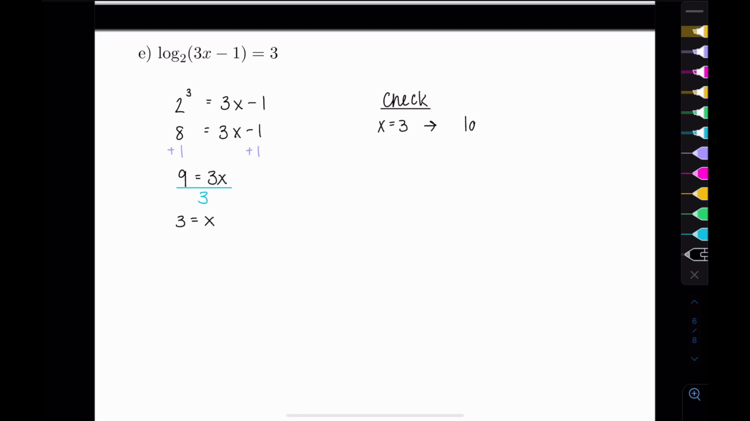So if we plug this in, that gives us log base 2 of 3 times 3 minus 1 equals 3. And again, I'm not checking to make sure that it works, but more so checking that this is inside the domain of the logs that are given to us. So on the inside, that would be 9 minus 1. I don't need to condense that. This would be log base 2 of 8. Zero issues with that. That is defined. So this is our solution to this equation.